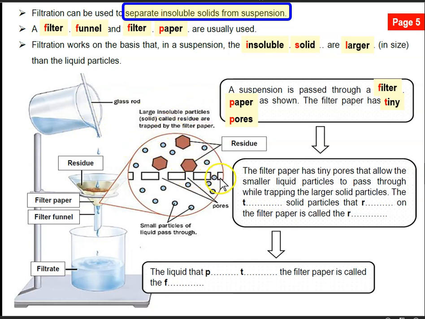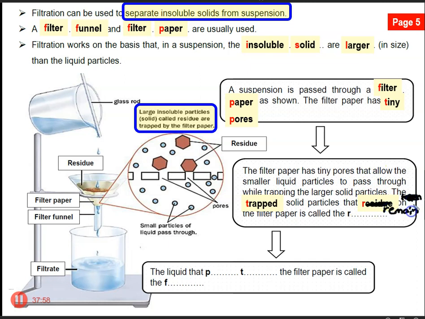All right, and these tiny pores will allow all your small particles of liquid to pass through, but they don't allow these larger brown insoluble solid particles that are larger in size to pass through. So the large insoluble particles are trapped, and once they are trapped, they are known as the residue. Sorry, this word shouldn't be residue. Can you please make a change in your notes? We should use the word remain. The particles that remain on the filter paper are known as the residue.